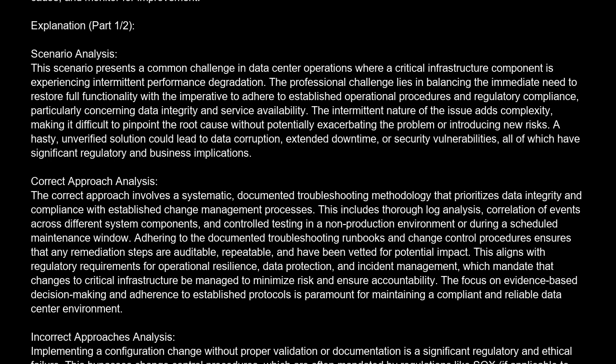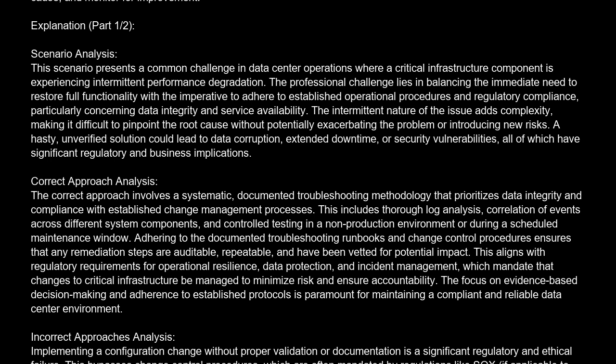Adhering to the documented troubleshooting runbooks and change control procedures ensures that any remediation steps are auditable, repeatable, and have been vetted for potential impact. This aligns with regulatory requirements for operational resilience, data protection, and incident management, which mandate that changes to critical infrastructure be managed to minimize risk and ensure accountability. The focus on evidence-based decision-making and adherence to established protocols is paramount for maintaining a compliant and reliable data center environment.